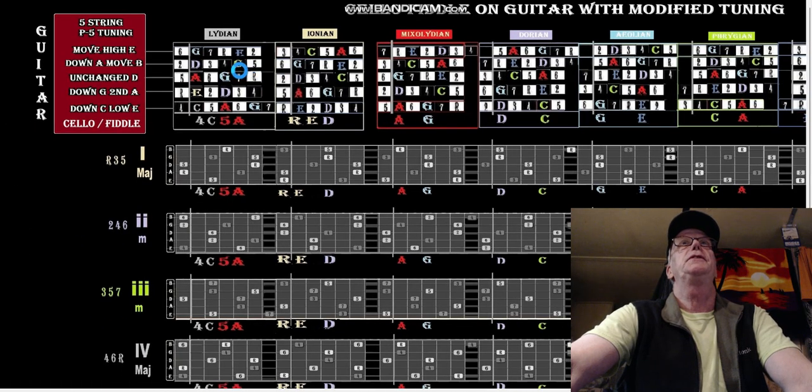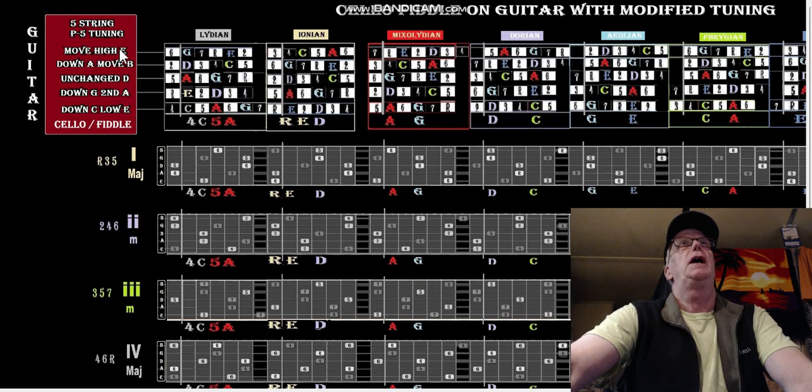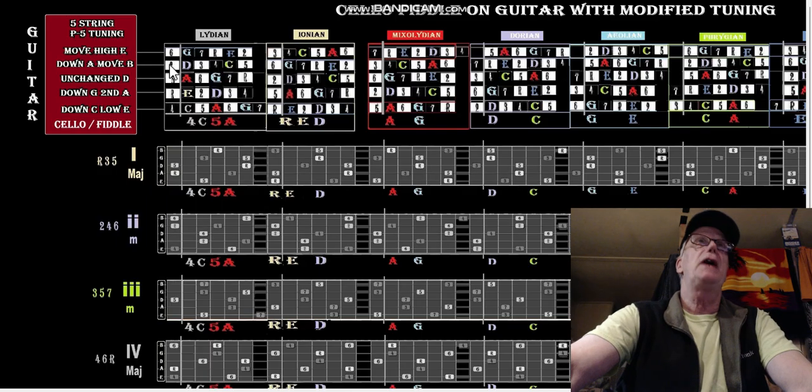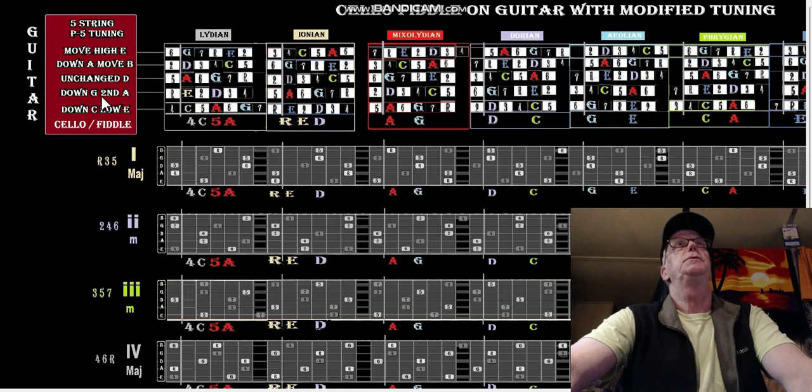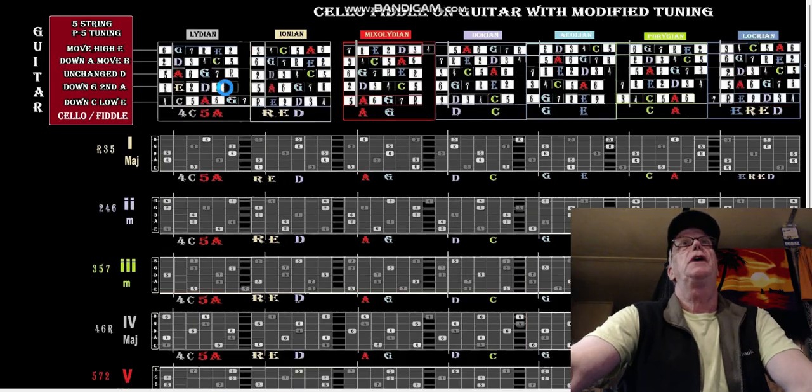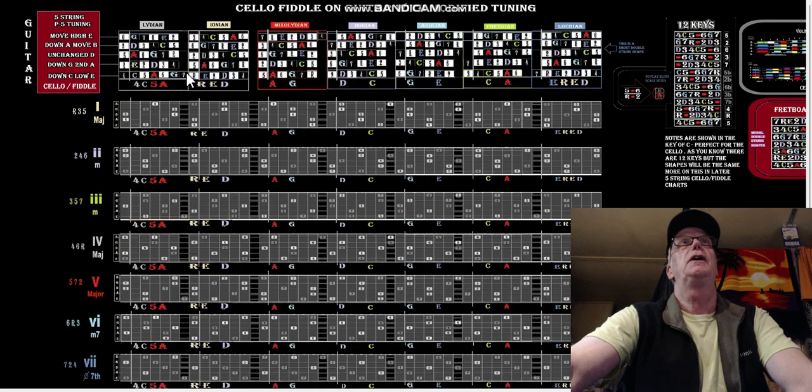Remember, this is the guitar fiddle. So the high E string moves to the B string slot, the B string moves to the G string slot, the G string's out. Okay, the D string's unchanged, the A string's down tuned to a G, the E string's down tuned to a C. And that B string that we moved to the G string slot is down tuned to an A, and the E string is the same, but it's moved to the B string slot. That's it. Cello fiddle on guitar.